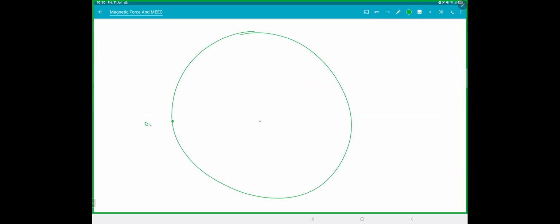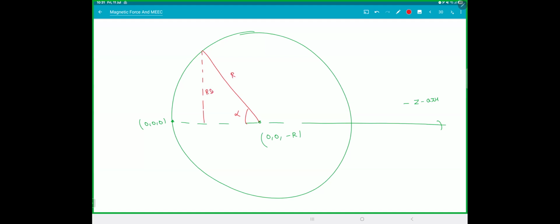Now, just to show you in a big circle there. Remember, this was your origin 0, 0, 0. This was your negative Z axis. The center of this circle is 0, 0, minus R. After time t, it is somewhere here. This is alpha. This will be R sin alpha. This will be R cos alpha, but we're not interested in this. We're interested in this, R minus R cos alpha.